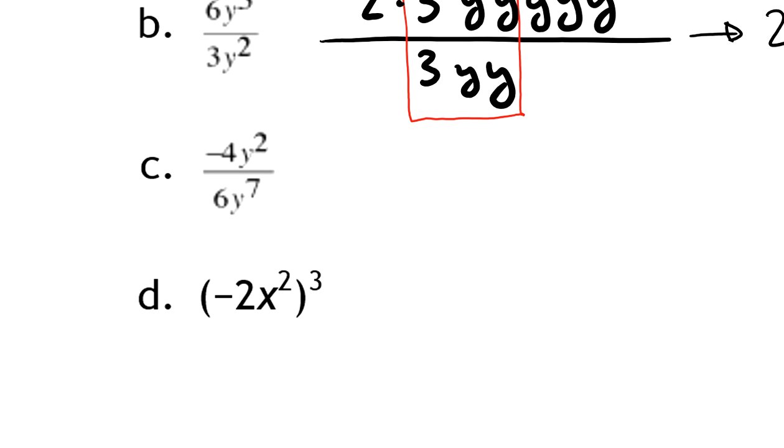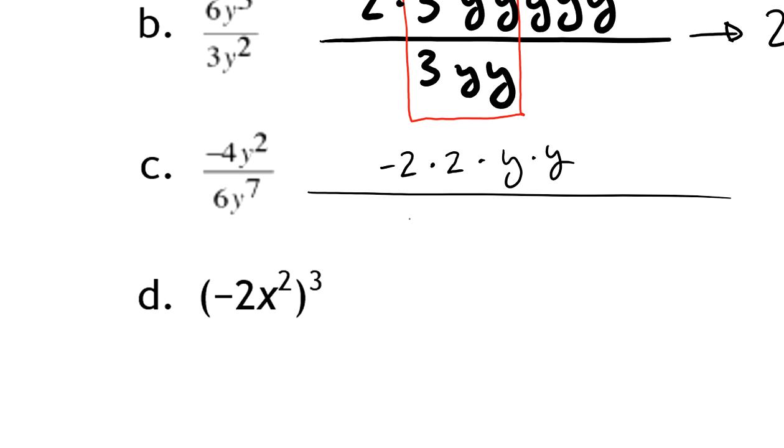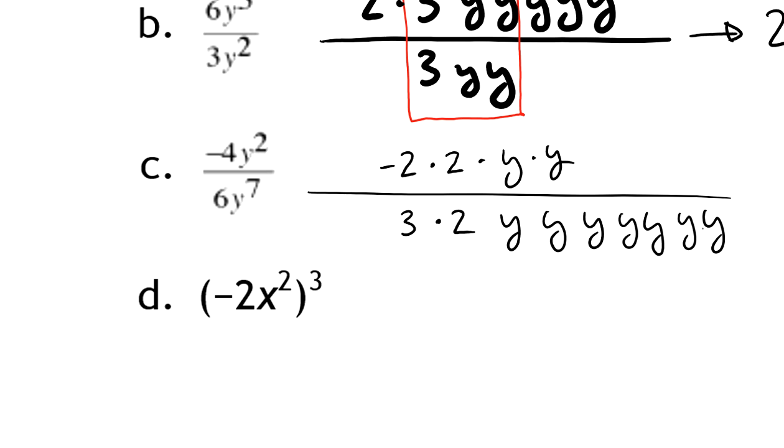Okay, in c, I don't have a negative exponent at all, but I have a negative 4. So if I look at this, I could write this as a negative 2 times a 2, right? That's equal to negative 4. And then I'll go times y times another y. In my denominator, I've got a 6, which I'll write as 3 times 2. And then I have 7 factors of y. Y, y, y, y, y. That's 5 of them, 6 and 7. So I've got 1, 2, 3, 4, 5, 6, 7 factors of y in the denominator.